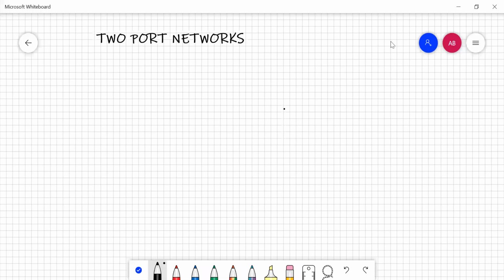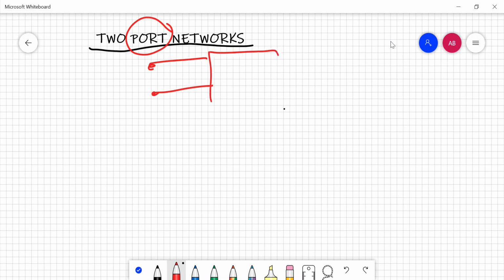Hello students. So today we are going to talk about two-port networks. So basically we should first know the meaning of port. A pair of terminals on any circuit acts as a single port. This will be one port.